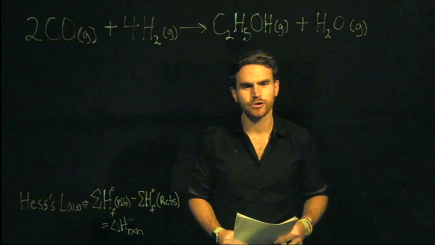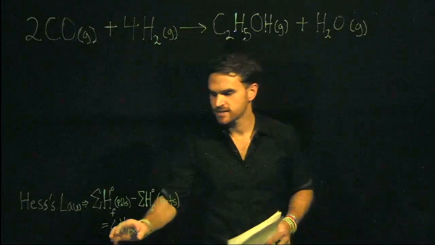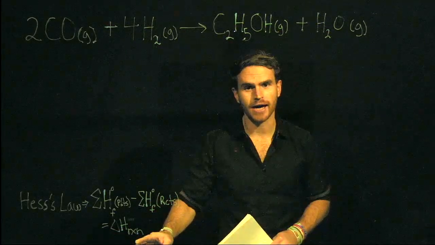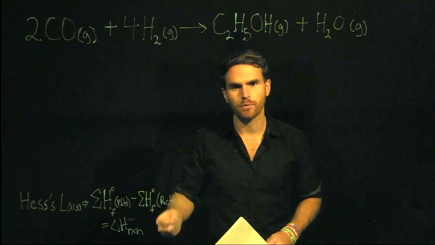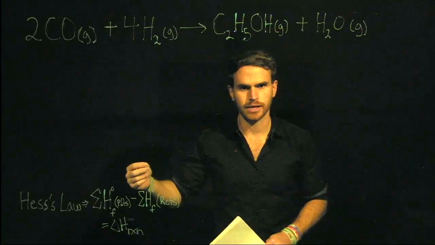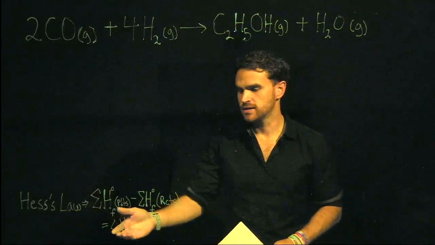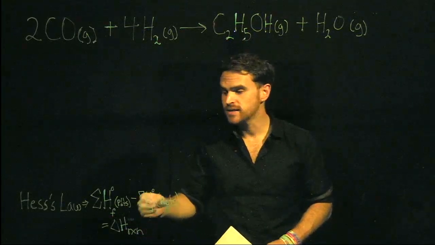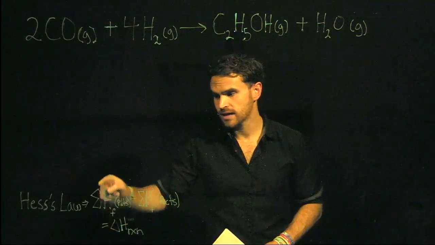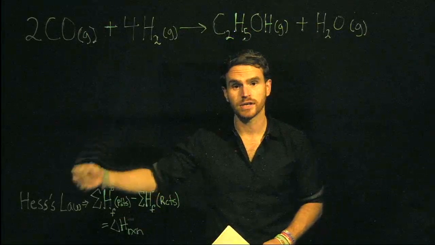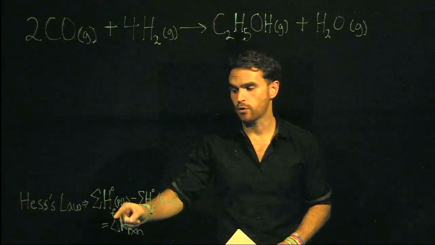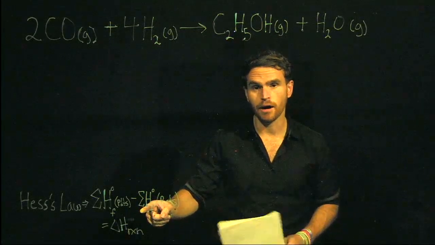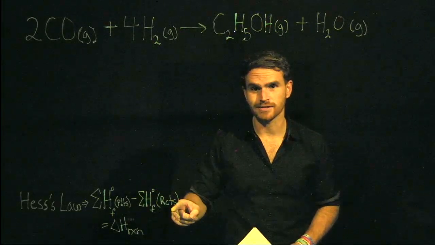This question relies on your understanding of Hess's law, which states that in order to determine the change in enthalpy for a chemical reaction, we can use the enthalpy of formation of each individual component to calculate it. Hess's law's equation is: the delta H of the reaction, in other words the change in the enthalpy of the reaction, is equal to the sum (this capital sigma in Greek stands for the sum) of the enthalpy of formation of the products minus the sum of the enthalpy of formation of the reactants.